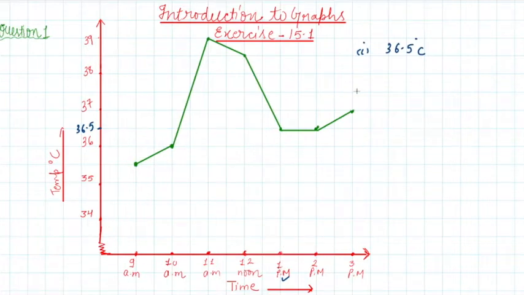is 36.5 degree Celsius. B part is, when was the patient's temperature 38.5 degrees Celsius? So now 38 and this is 39. So this in the middle is 38.5. And the question is, at what time was the temperature 38.5 degrees Celsius. So if you go in this direction, where the temperature is 38.5, it is at 12 noon. Corresponding to this temperature, we will see the time and it is 12 noon. So the answer for the second part will be 12 noon.